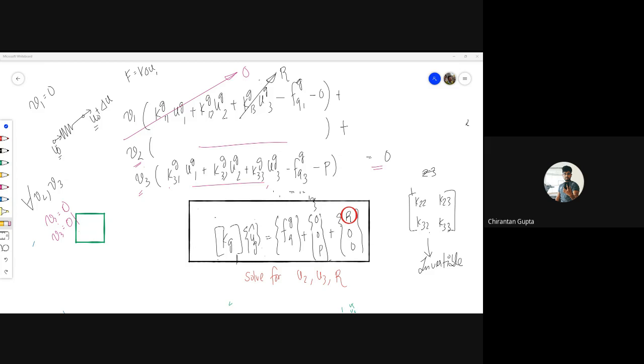I'm just assuming that the coefficient, whatever V1 is multiplying, the terms within the bracket, if I cannot say for sure that is 0, then that is some positive or negative quantity. That something is R. And it can be shown that R is essentially the reaction force corresponding to the known degree of freedom.